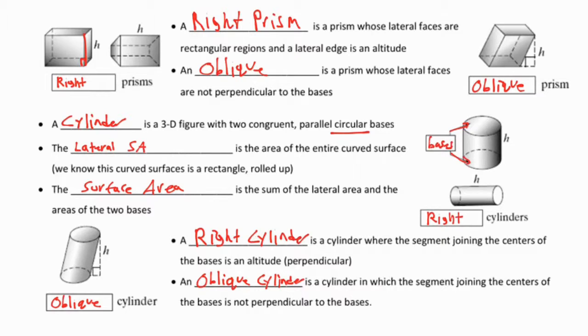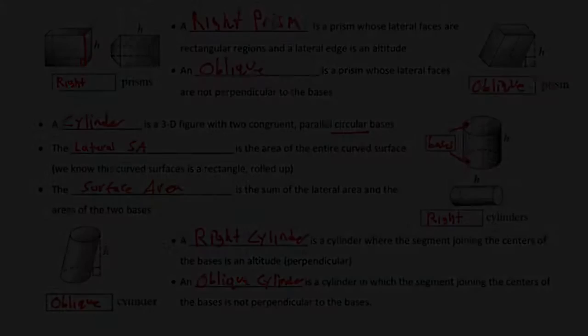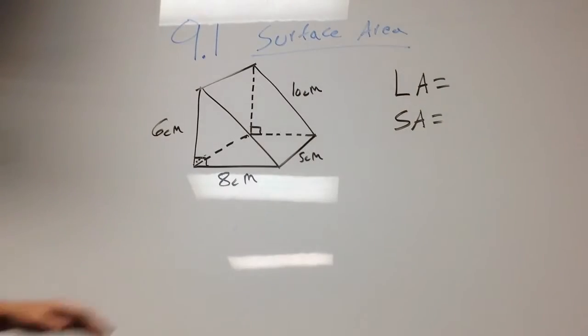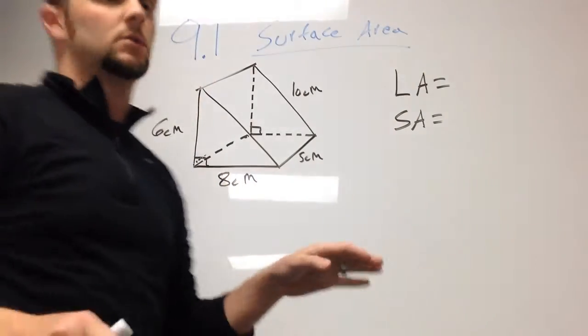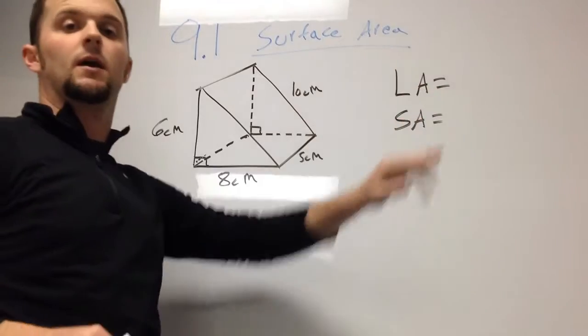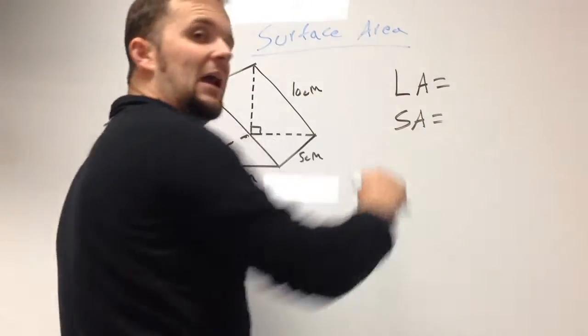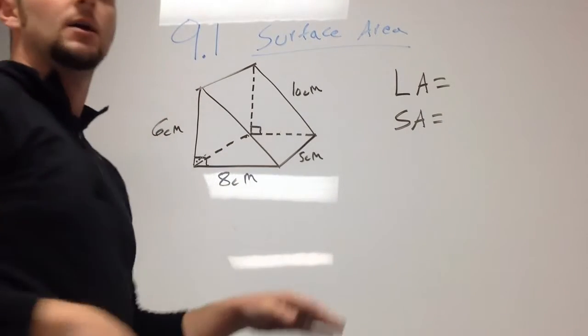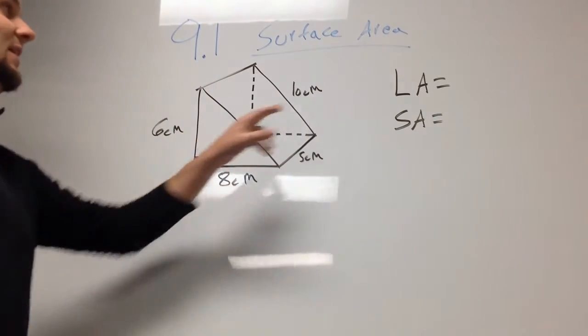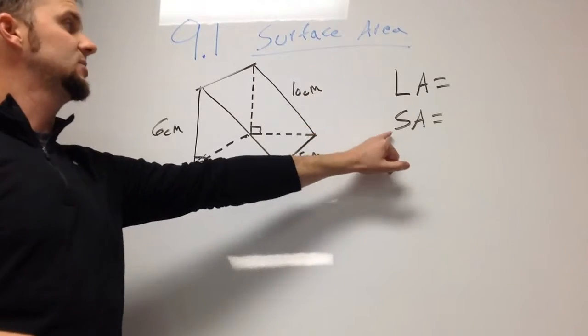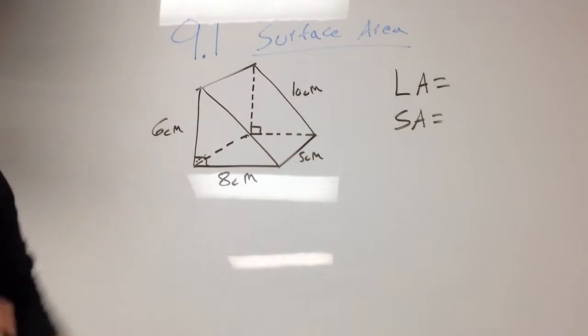So what we're going to do is we're going to take these definitions and take these formulas that I just used, and we're going to put it into some examples. Alright, what's up guys? So this is example number 1. So right now we're looking at surface area, and inside the notes you learn 2 different types. You learn something known as lateral area and surface area. So what we're going to do on example number 1 is we're going to find the lateral area first, then the surface area of a triangular prism.